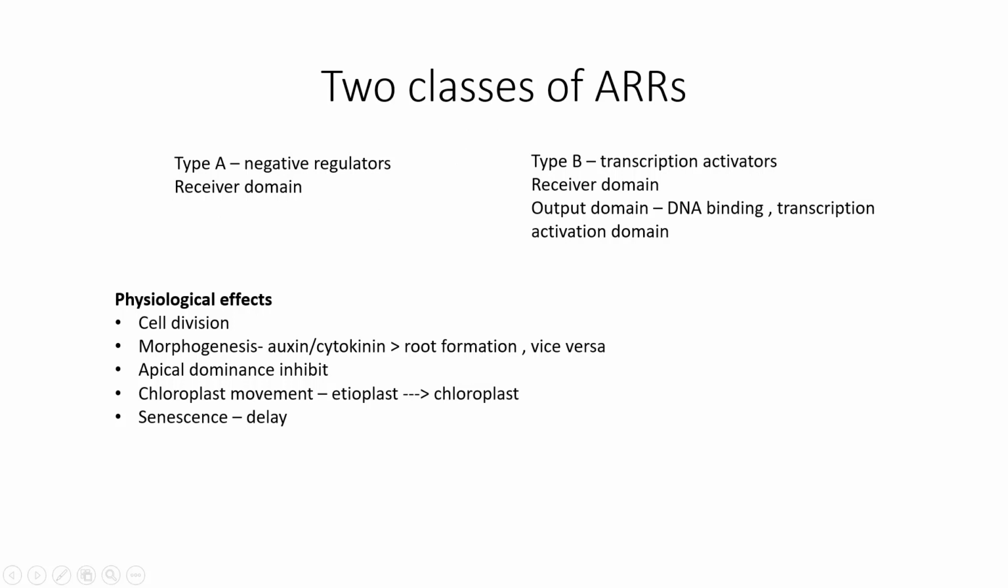Lastly, the physiological effects of cytokinin. Revising the physiological effects, it helps in cell division and morphogenesis. This comes in many questions, many exams, like how it does. So if the auxin to cytokinin ratio is more, root formation takes place, and vice versa. That is, if the cytokinin to auxin ratio is more, then shoot is formed. Then it inhibits apical dominance, and it does chloroplast formation from etioplast. And lastly, it delays senescence.